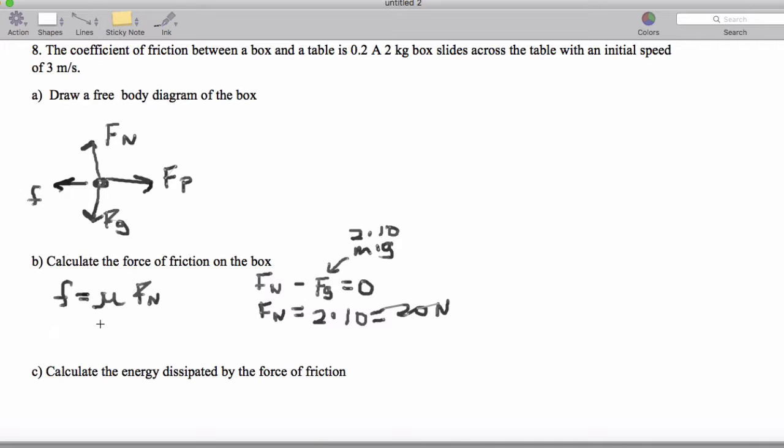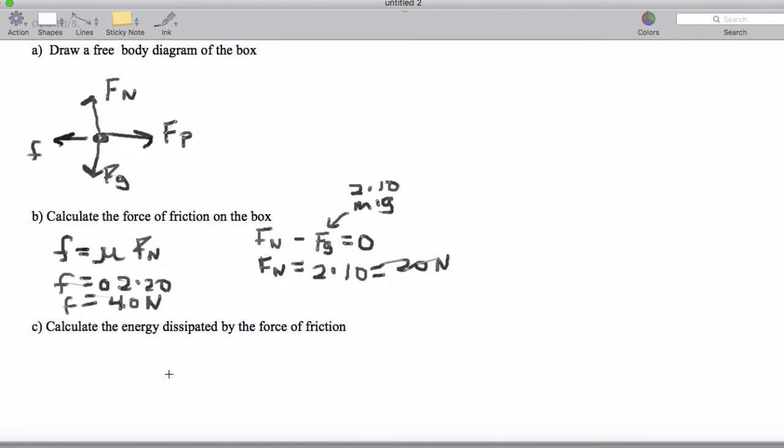And so we can get the friction force as F is 0.2 times 20, which is 4.0 newtons. Now we want the energy dissipated by the force of friction. Well, let's be clear. All our kinetic energy becomes dissipated, so we can say EK equals E dissipated.